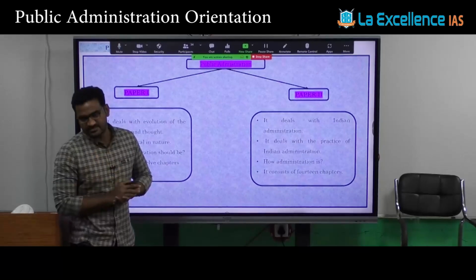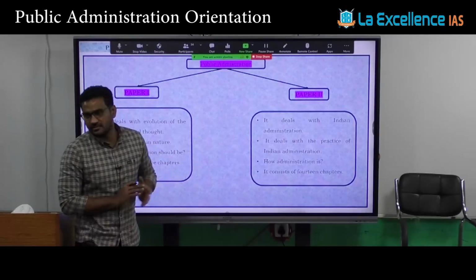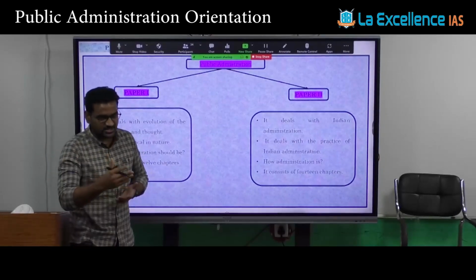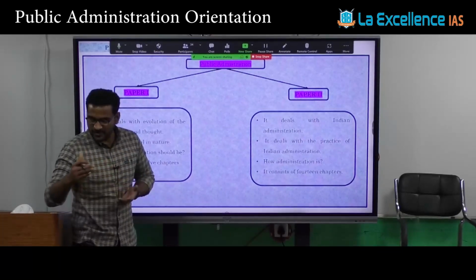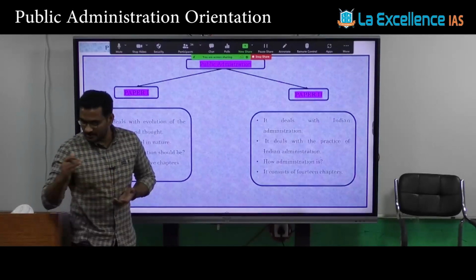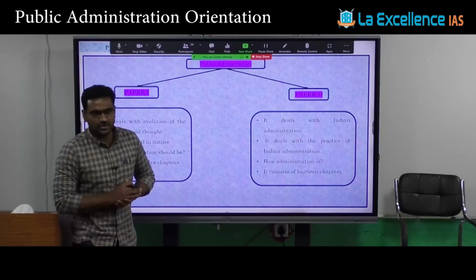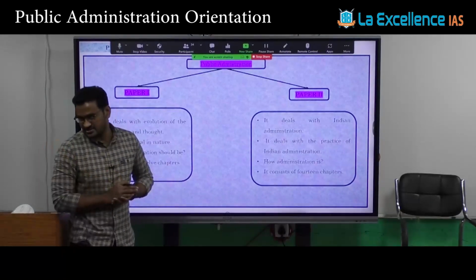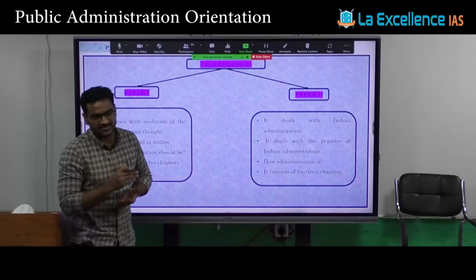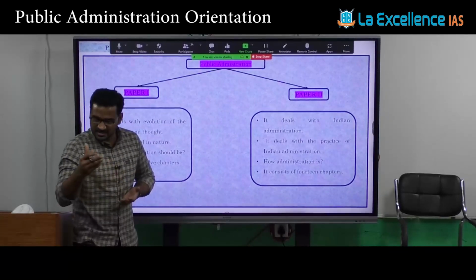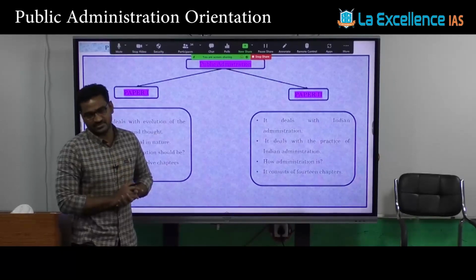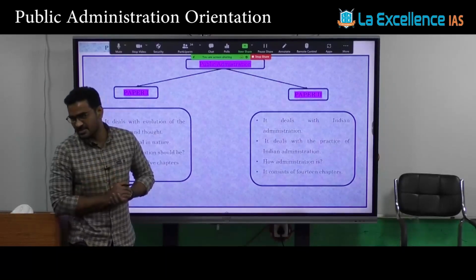How it is, your paper 2. How a bureaucrat should be. He should be a person with honesty. He should be a person with integrity. He should be a person with commitment. He should be a person with efficiency. He should be a person with effectiveness. But how he is? He is a person with nepotism. Without corruption he can't sleep. There are certain things. This is the realistic picture.